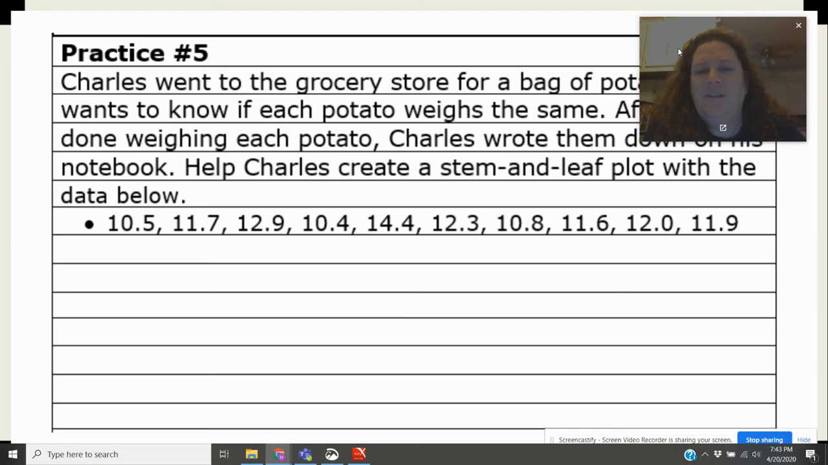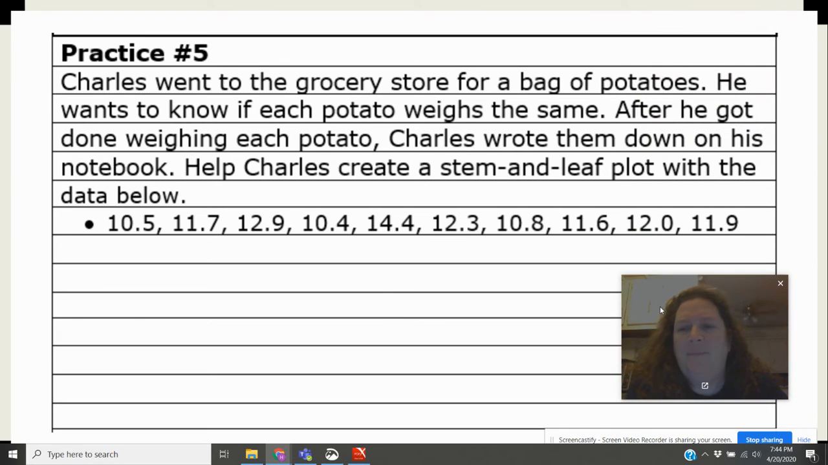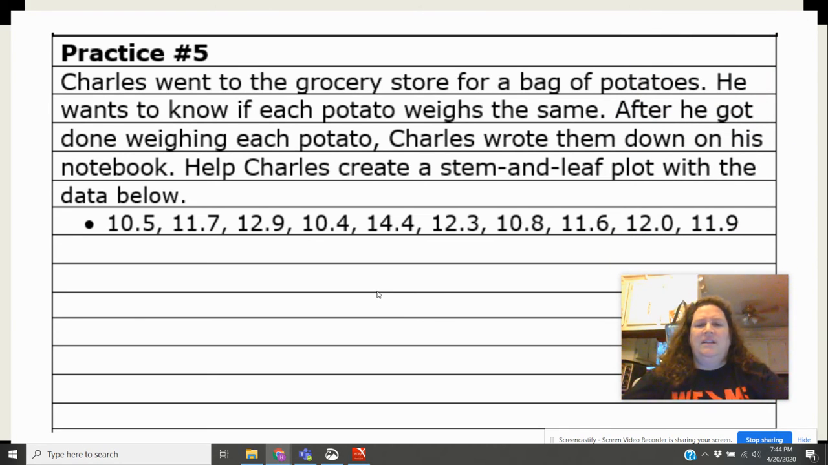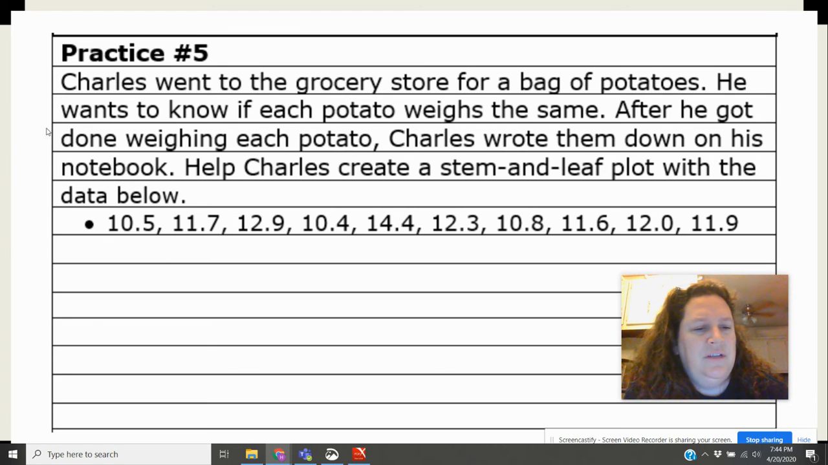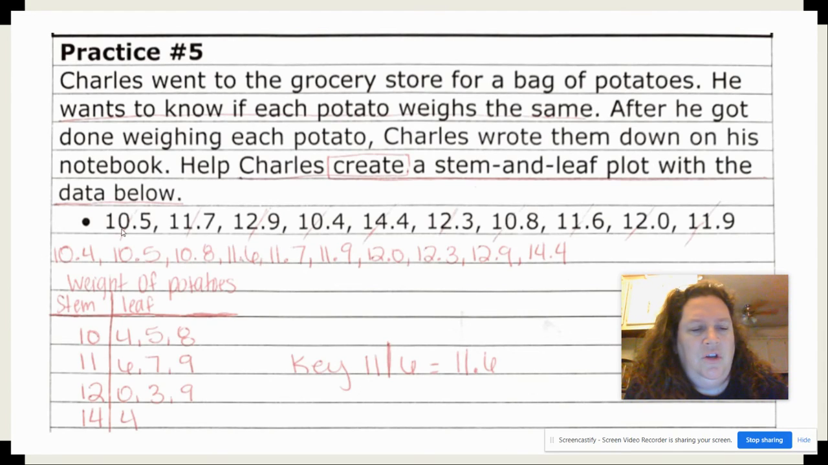So this one says Charlie went to the grocery store for a bag of potatoes. He wants to know if each potato weighs the same. After he got done weighing each potato, Charlie wrote them down in his notebook. Help Charlie create a stem and leaf plot with the data. So notice here we've got a decimal, okay? So we wrote them down in order from least to greatest.